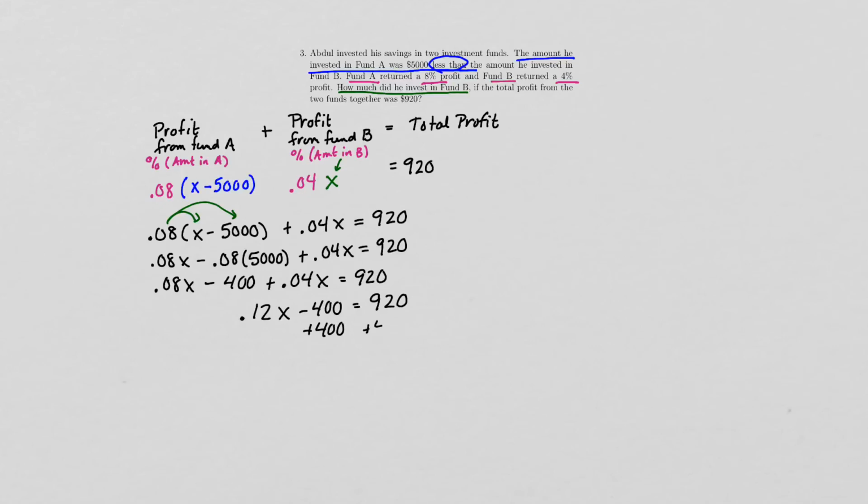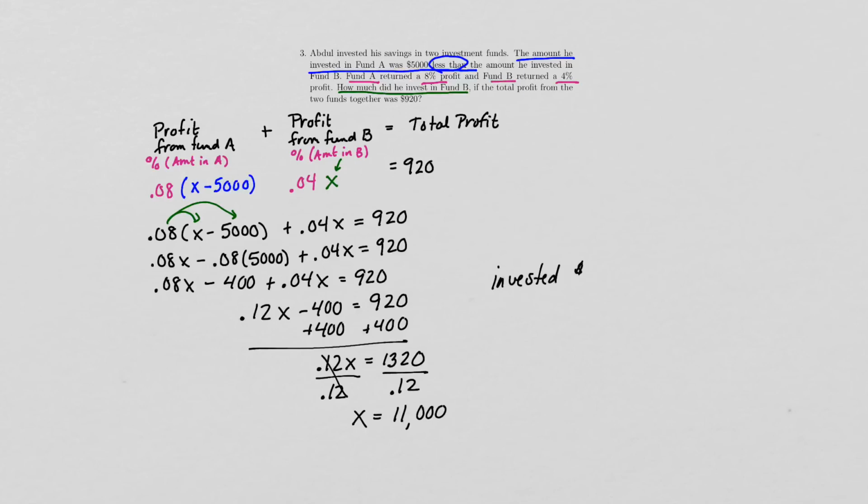So we're going to add 400 to both sides. So 0.12x equals 1320. And so we're going to divide both sides by 0.12. And so if I take 1320 divided by 0.12, we end up with 11,000. And remember, X represented what we were looking for. So how much did he invest in Fund B? He invested $11,000 in Fund B.